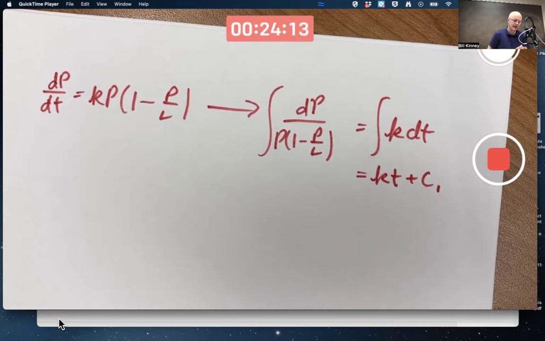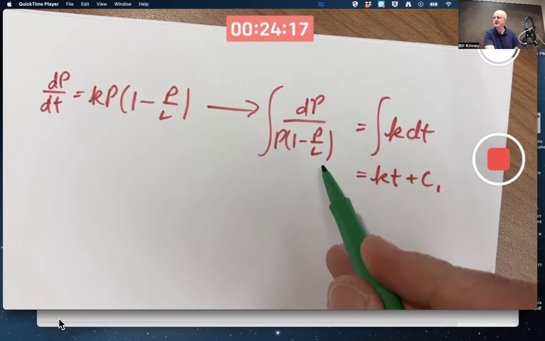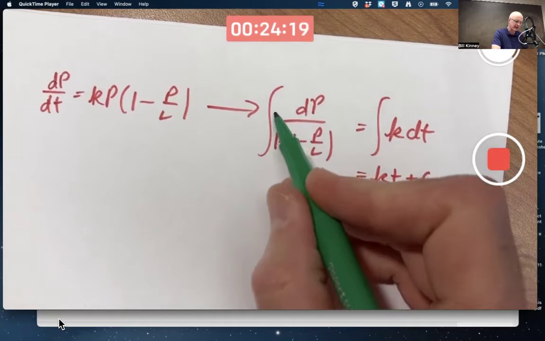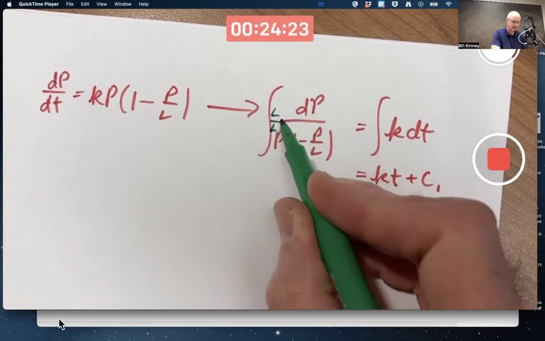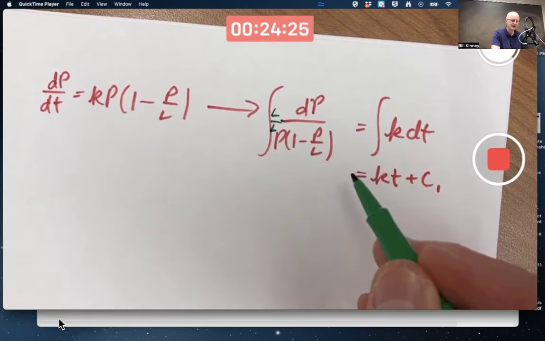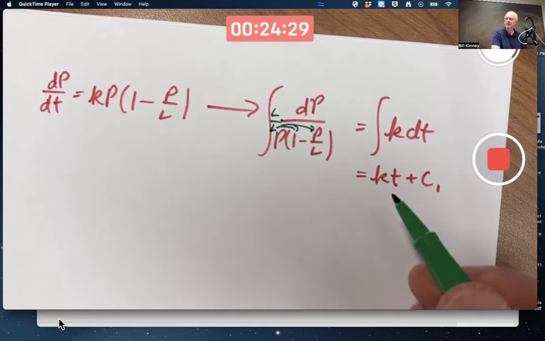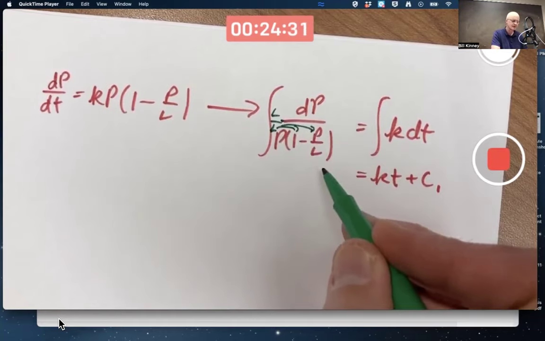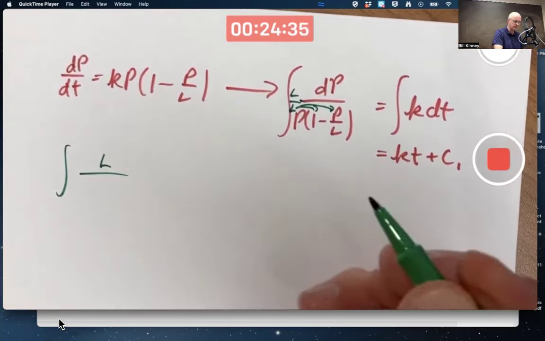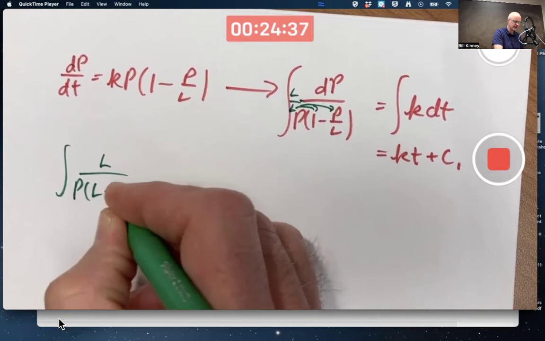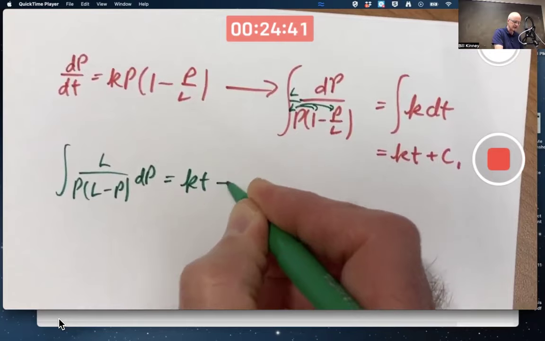One thing I can do to make it a little simpler, to not have fractions within fractions, is I could multiply the top and the bottom of this by L, which is the same as multiplying by 1, so it doesn't change it. And in the bottom, distribute the L through the parentheses there to get rid of the fraction within the fraction. So I could write it as the integral of L over P times L minus P dP equals Kt plus C1.